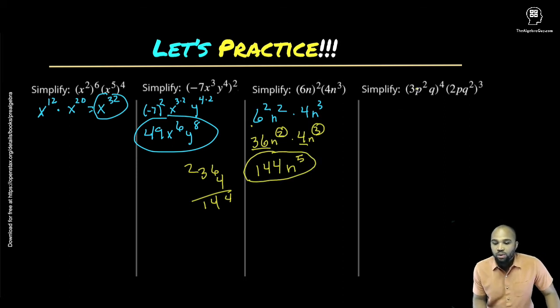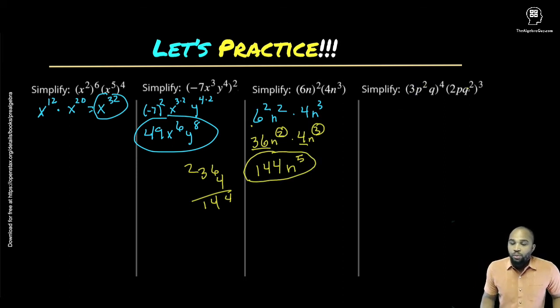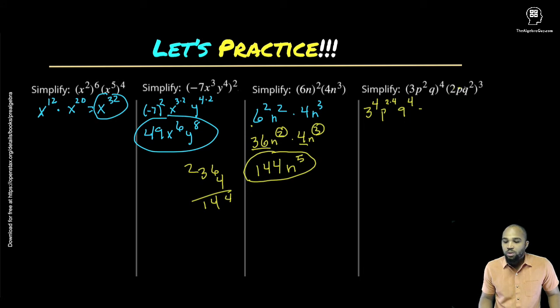All right, one last one here. So that looks like a pretty big problem, but what do we do? Step by step, one piece at a time. 3 is going to be to the 4th power. And then p squared to the 4th power, which is going to be multiplied by 4 because of the power rule. q is going to be raised to the 4th power. And this is all going to be multiplied by 2 raised to the 3rd power, p raised to that 3rd power, and q squared raised to that 3rd power.